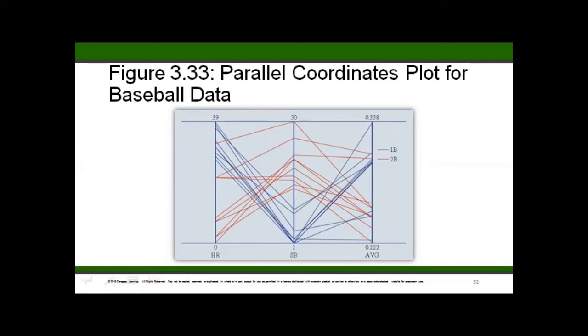The sample of 1B players tend to hit lots of home runs, or HR, but have very few stolen bases, or SB. Conversely, the sample of 2B players steal more bases but generally have fewer HR, although some 2B players have many HR and many SB. Finally, 1B players tend to have higher batting averages, that's AVG, than 2B players.